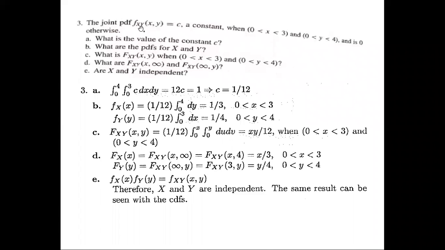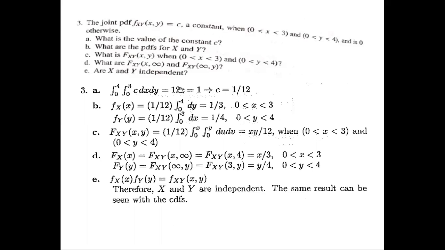Okay, c is the value of the probability density function, dx dy. If you integrate this, it will become cx with limits 0 to 3, that is 3c. Then if you integrate again, it will become 3cy with limits 0 to 4, and that will give us 12c, right? 12c will be equal to 1. Therefore, c is equal to 1 by 12.